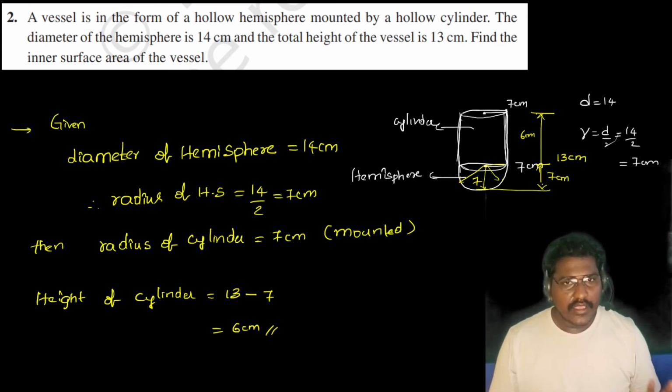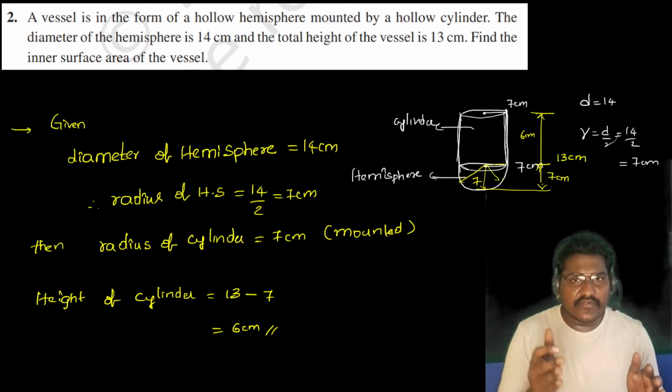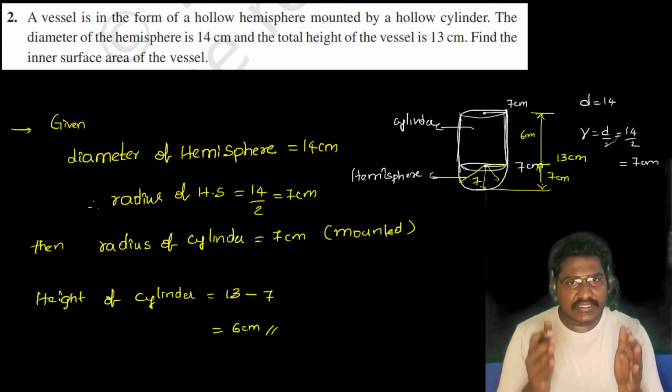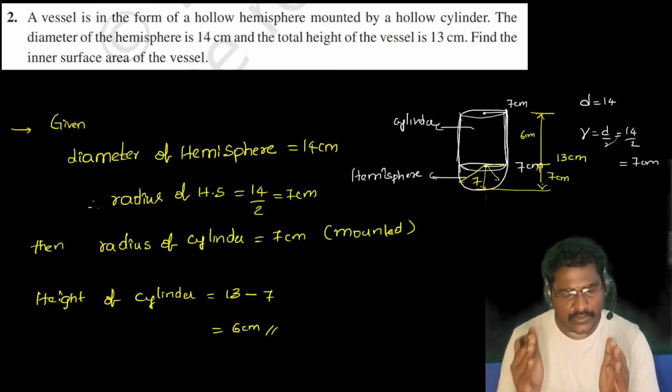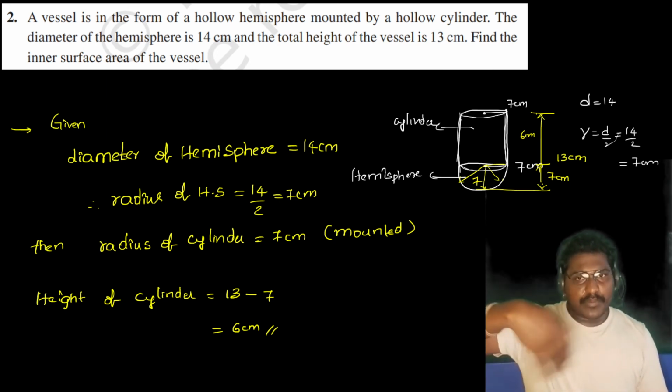Okay, clear. Now one more hint: when 2 or 3 figures are joined like this, for surface area we should calculate their lateral surface areas only, because we cannot touch all the parts.